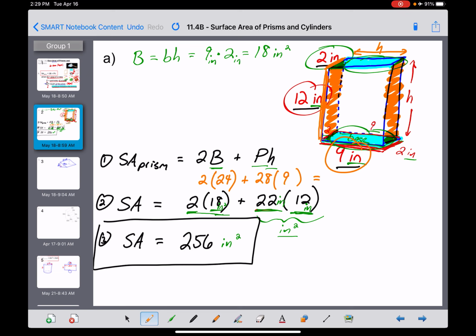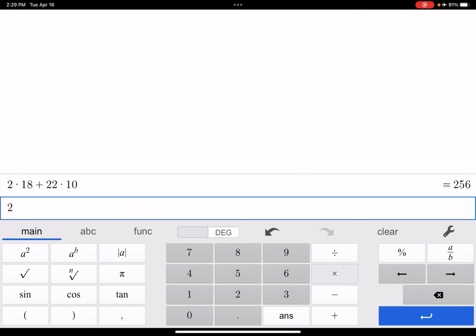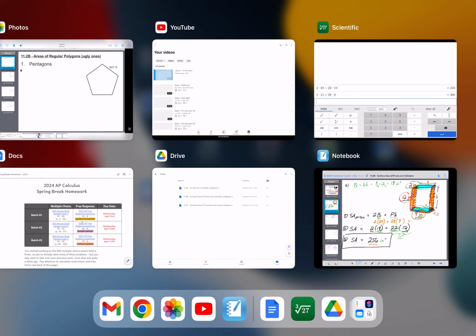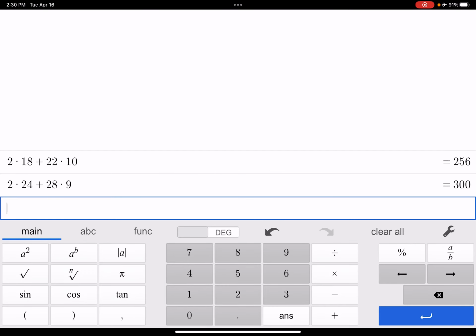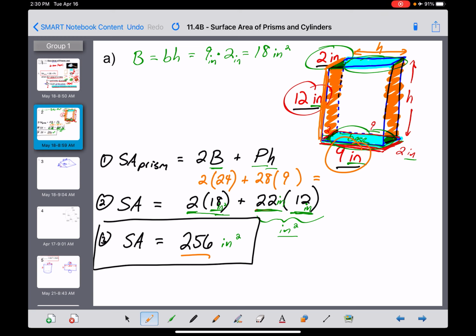Now let's see if we get the same answer of 256 doing it that way. 2 times 24, plus, and let's see, that was 12 and 14. We had 28 for our perimeter, and that got multiplied by 9 for the height, and we got... did I type that in wrong? 2 times 24, and then 28 times 9. No, I typed it in wrong. I think that means that I did something incorrect then.